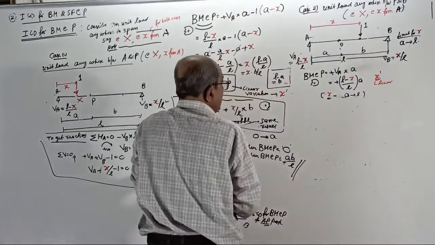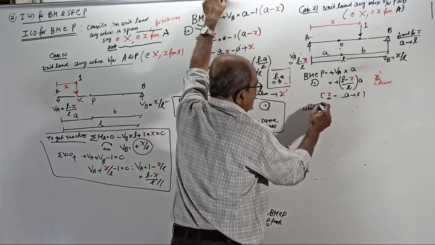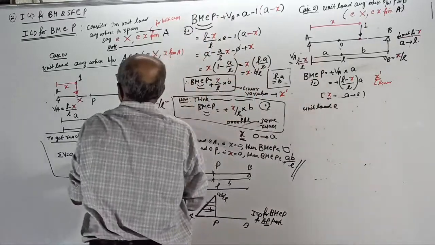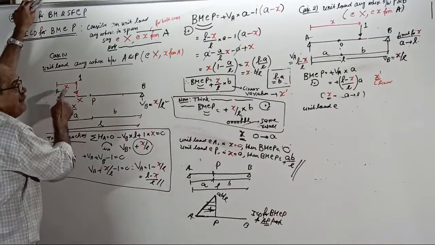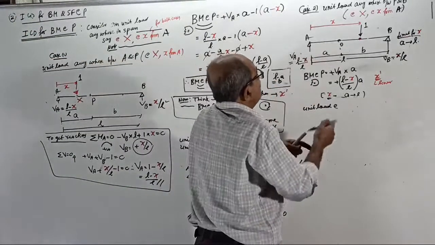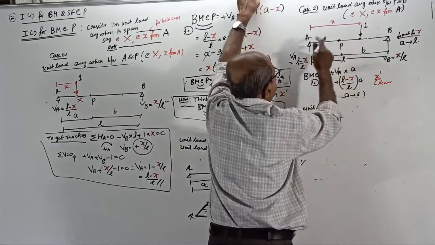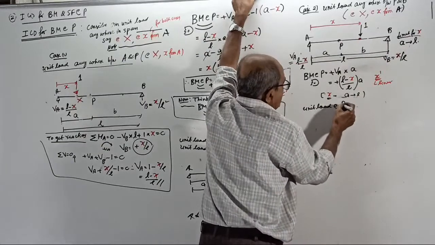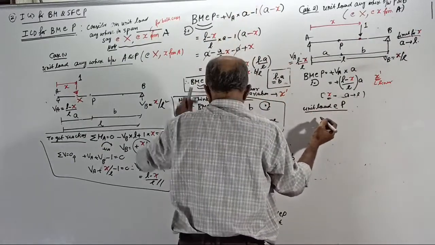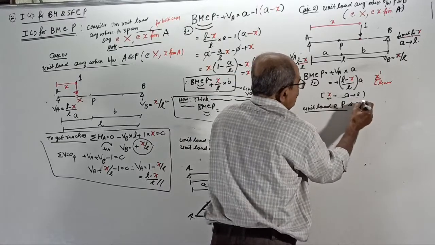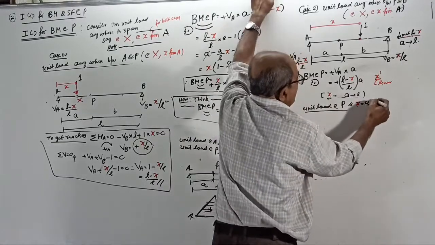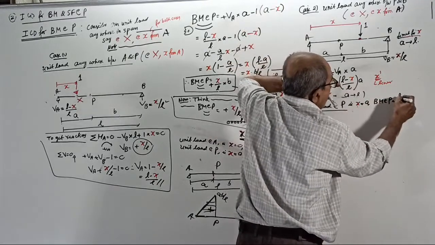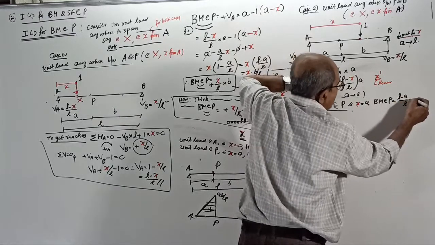Okay, start. Now, same way. Unit load at where? See, this is the unit load starting from A, stopping at P. This is the unit load starting from P and ending at B. Bangalore to Maddur. Now, Maddur to Mysore. Unit load at P. Therefore, unit load at P, that is your x equal to A. Then bending moment at P, with x equal to A, is (L minus A) by L into A.